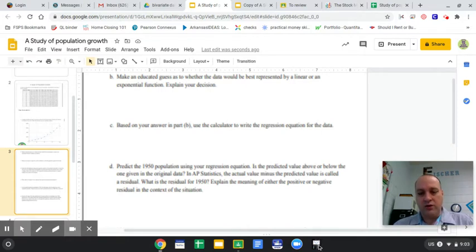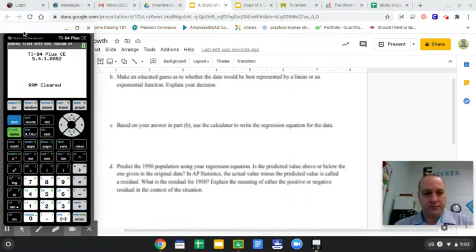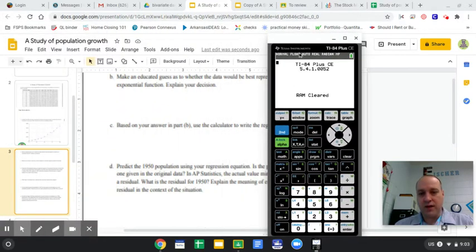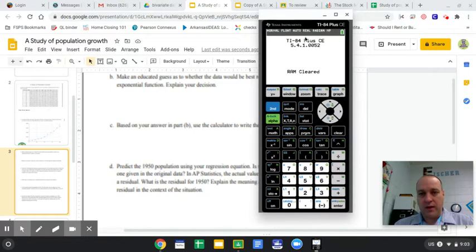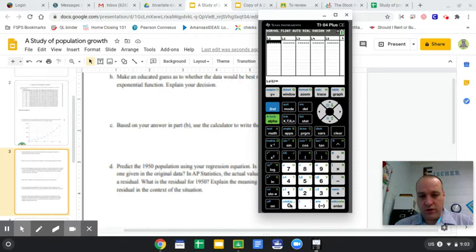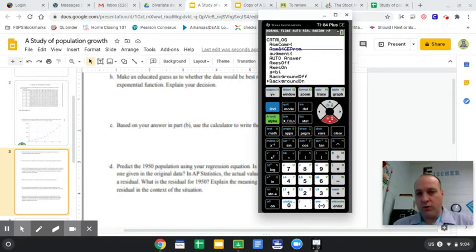So here's where we're going to use our calculator. I'm going to pull it up, and then I'm going to type in the data just like we've been doing in the past. So stat, edit, and then I'm going to type in the numbers there. If you need to turn on your diagnostics, I'm going to go ahead and do that just to refresh everybody. Remember, it won't give you the R unless you turn your diagnostics on. And if your calculator is shut off, you may have to turn it back on.